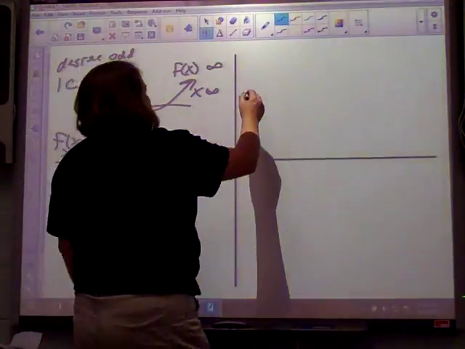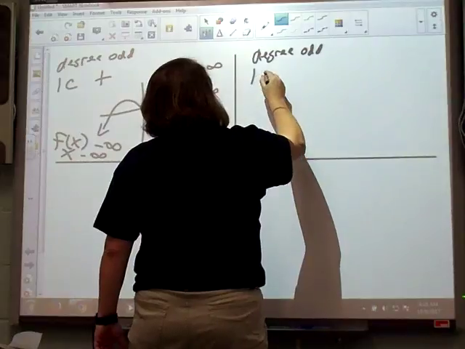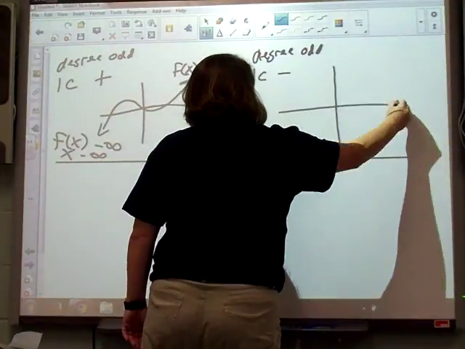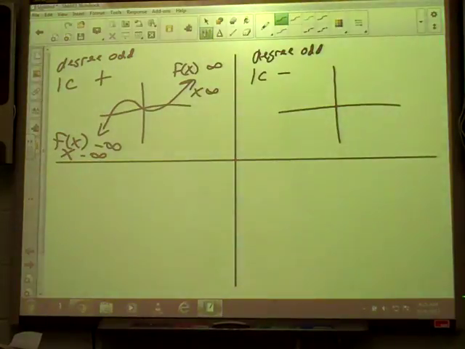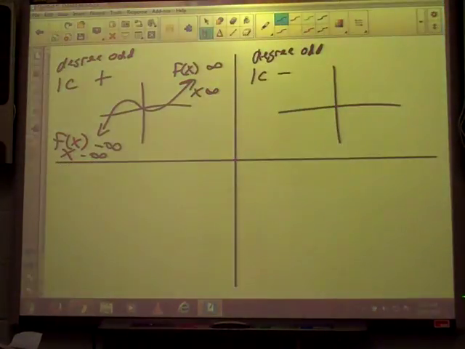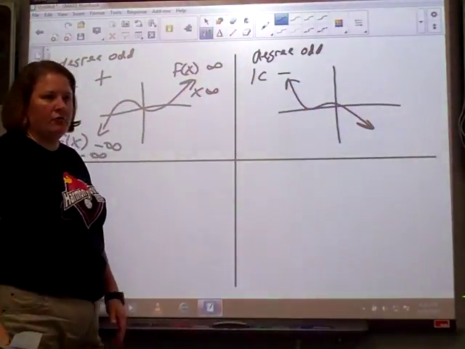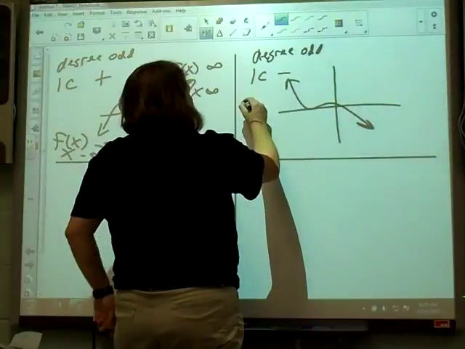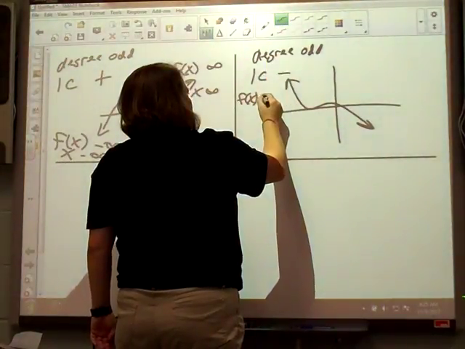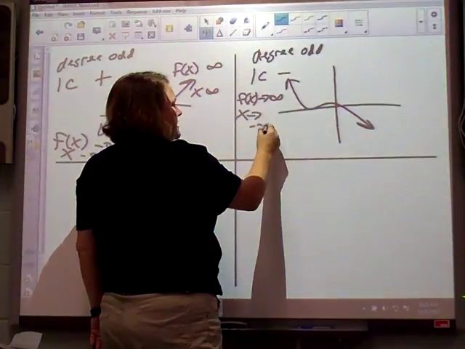Okay, we're going to stick with odds. So over here we're going to make one where our degree is also odd, but this time our leading coefficient is going to be negative. Degree odd means our ends have to be going in different directions again, but the leading coefficient's negative, which means our graph is going to go downhill first. So it could look like that. Our end behaviors here: it's going up, so f of x is going higher, which is positive infinity. But it's going left on the x's, so it's approaching negative infinity.